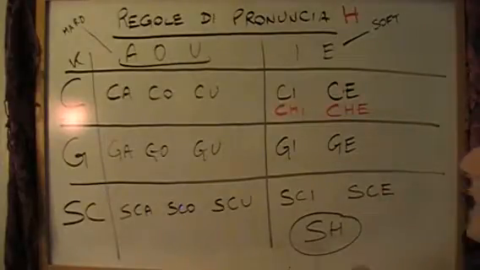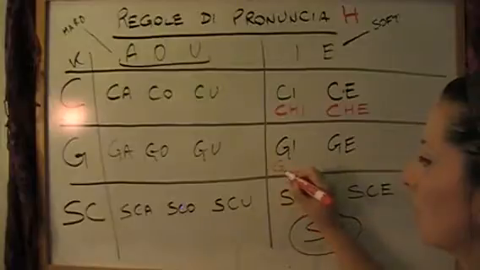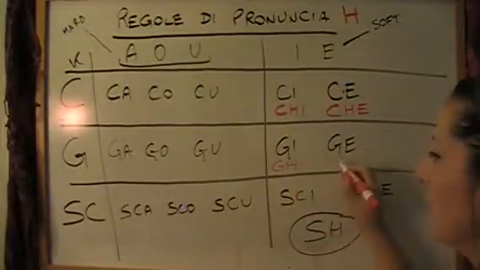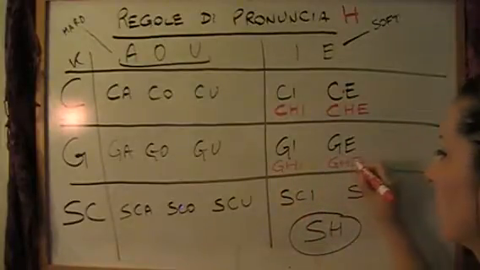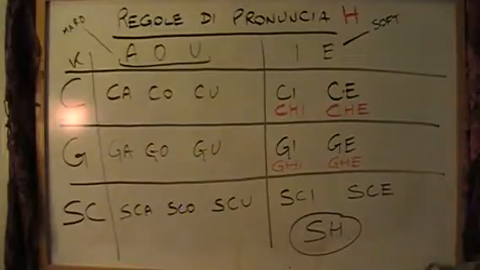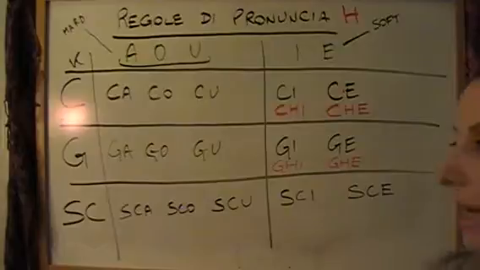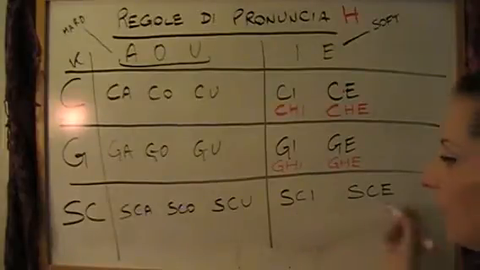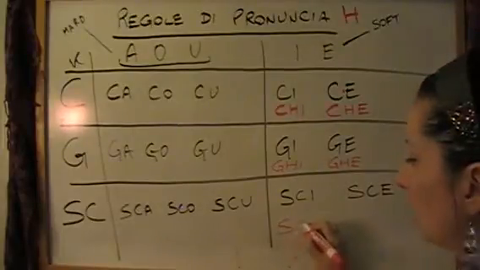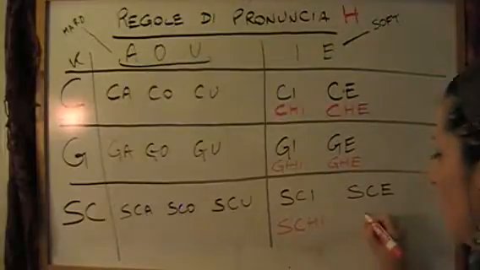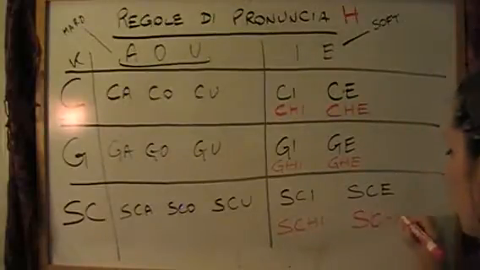So how do you say gi and ge, hard? Same, H in the middle. Ghi, ghe. How do you say, instead of shi, she? How do you say ski and ske? Same, H in the middle. Schi, sche.